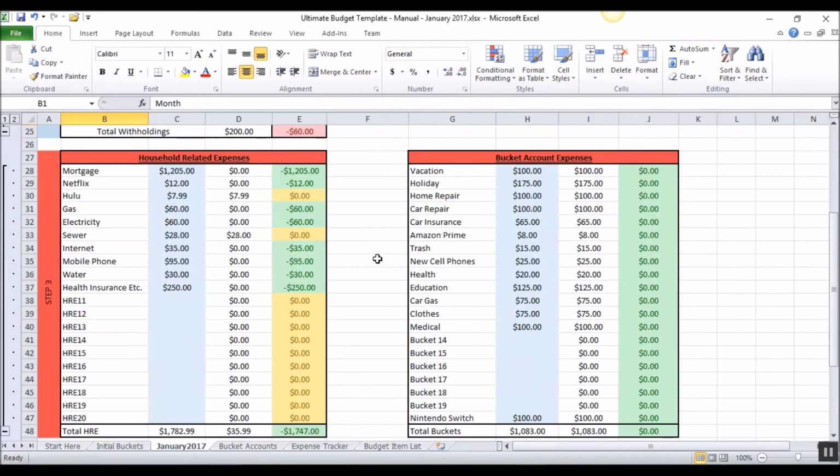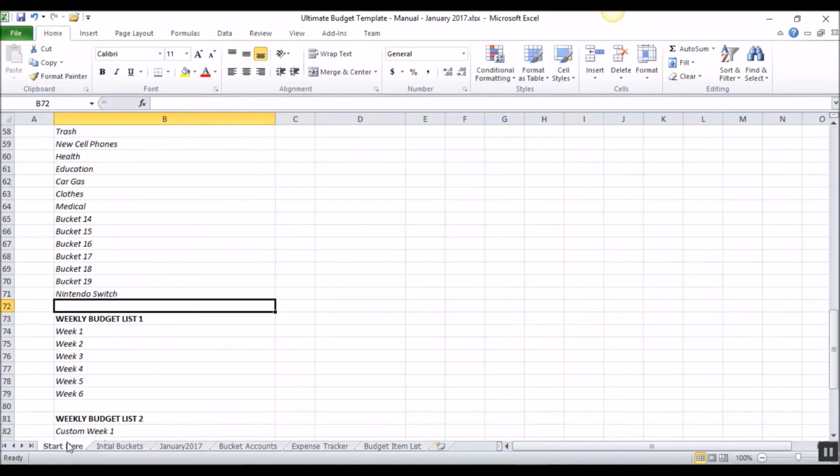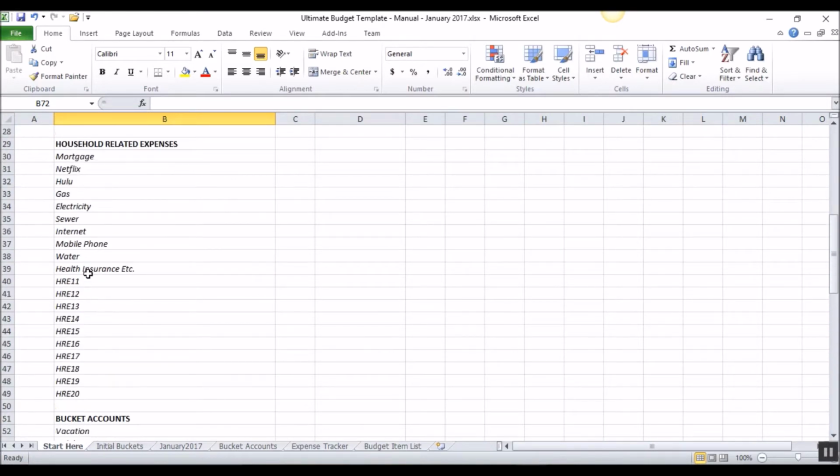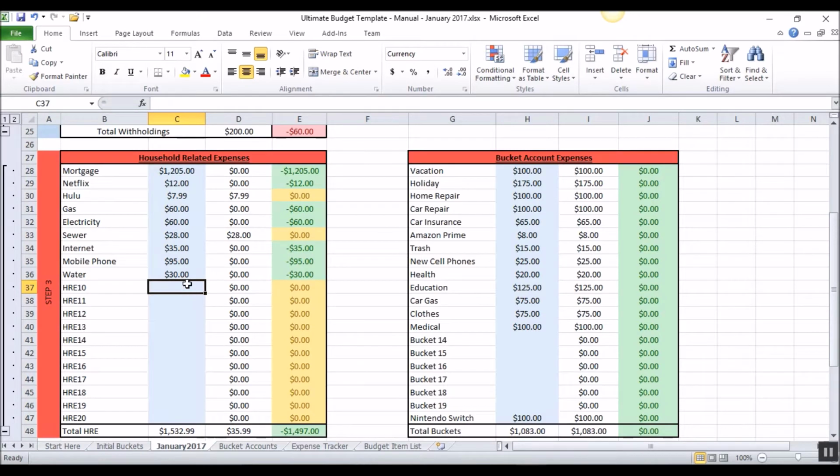So the first thing that I'm going to want to do is I need to jump down to health insurance, etc. This actually should not be part of my budget. So I'm going to jump back to the Start Here tab, and I'm going to remove health insurance, etc. and replace it with HRE 10 so that it will flow through the budget that way, and remove it from my budget.